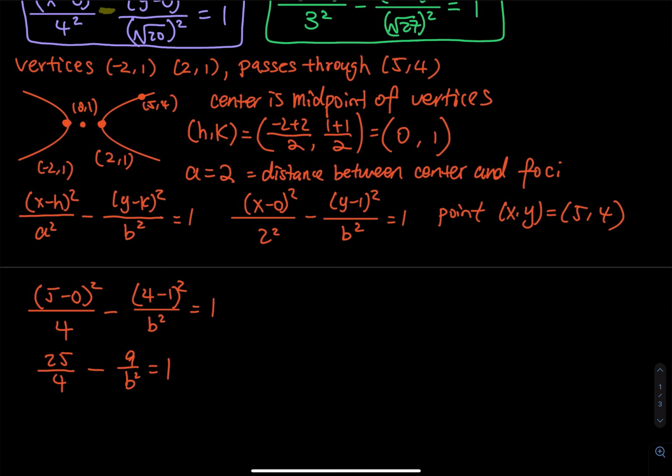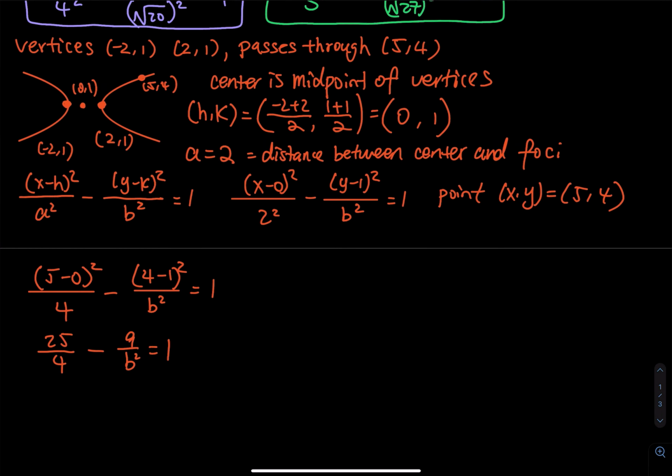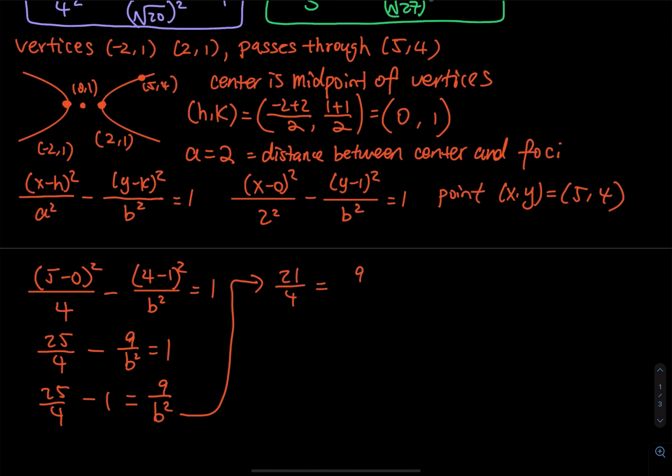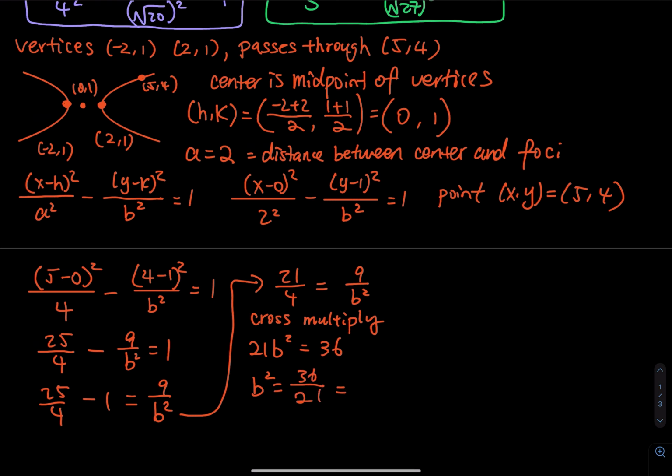All right. And then let's subtract 1. So 25 over 4 minus 1 equals 9 divided by b square. And then 25 minus 4 is 21 over 4 equals 9 over b squared. Do you still remember how to solve this? You cross multiply. You have 21b squared equals 4 times 9 is 36. And then b squared is equal to 36 divided by 21. Reduce the fraction, you have 12 over 7. As a result, b is equal to the square root of 12 over 7.